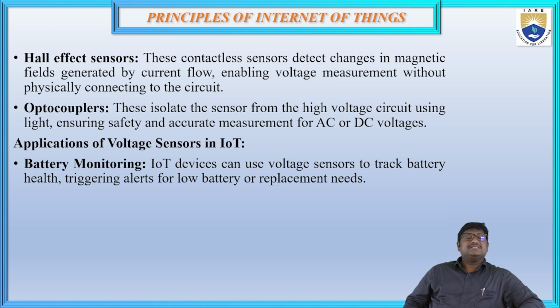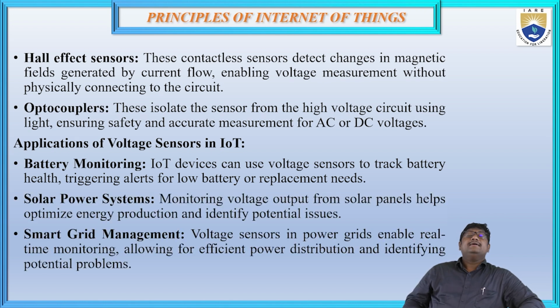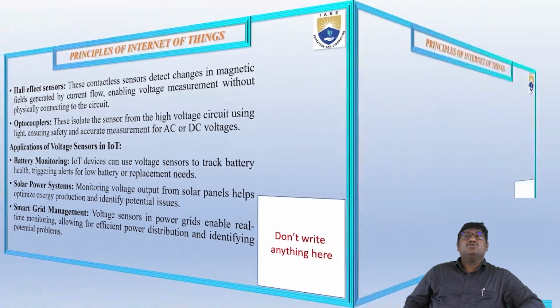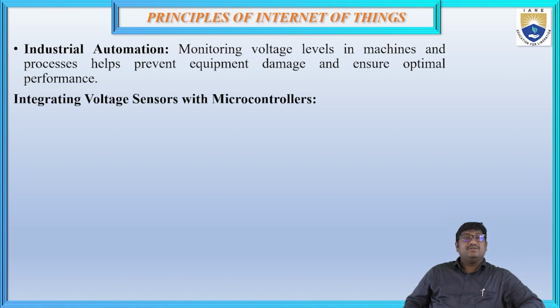Coming to the applications, in battery management, solar power systems, and smart grid management, we use voltage sensors for knowing the battery capacity. Also in industrial automation, for knowing the levels in the machine process, whether the machine is heated up. To prevent damage also, these sensors are very helpful.